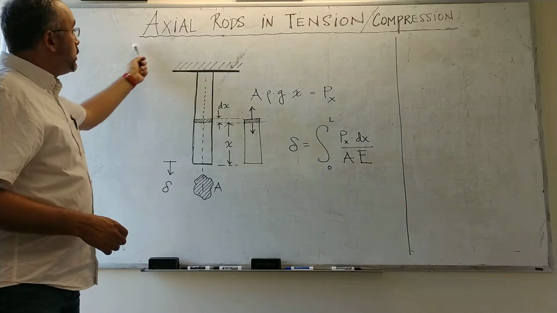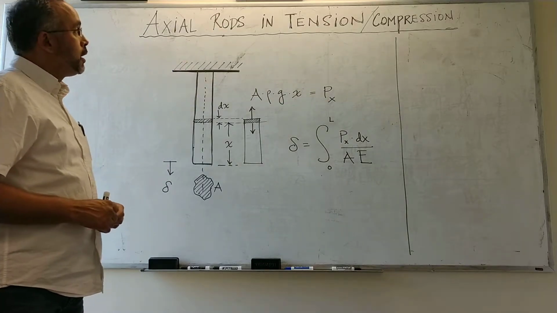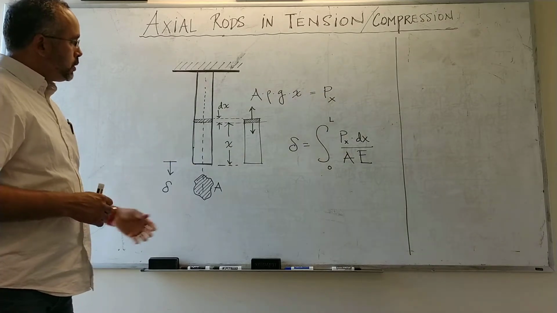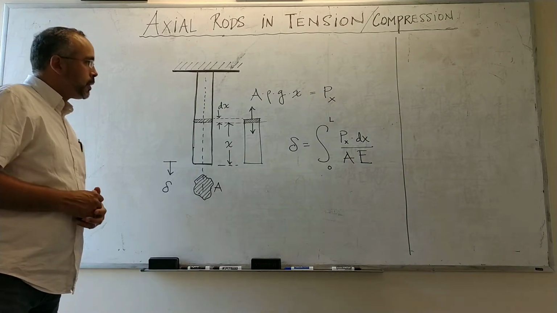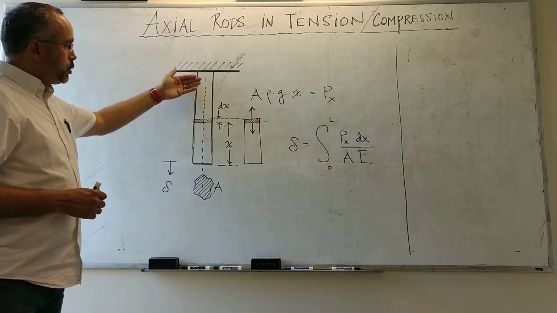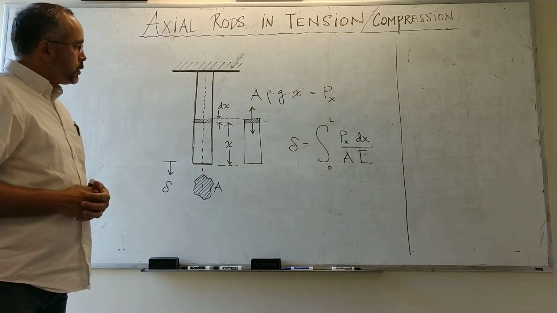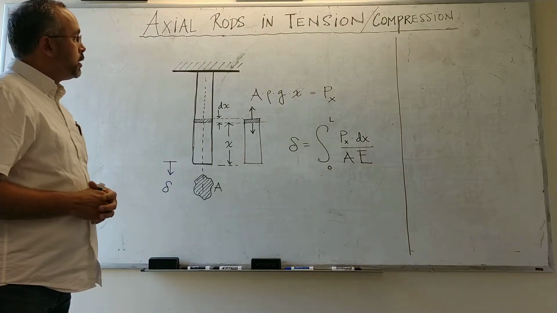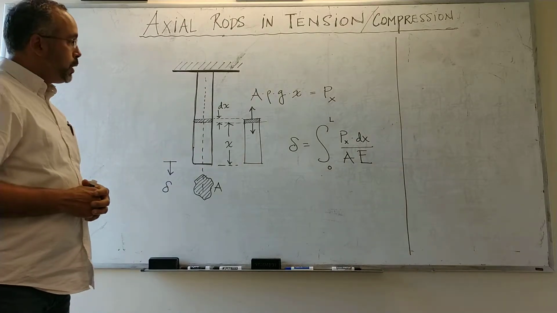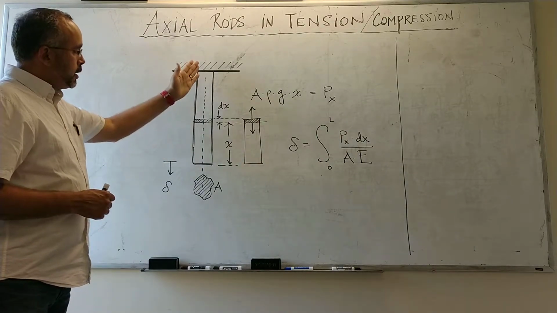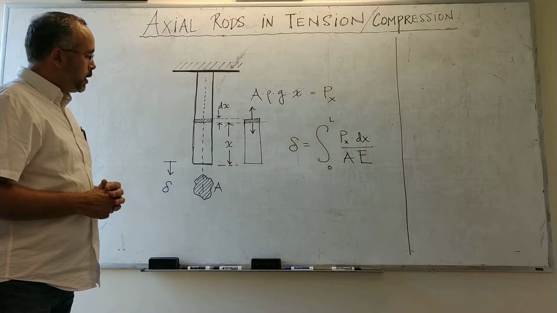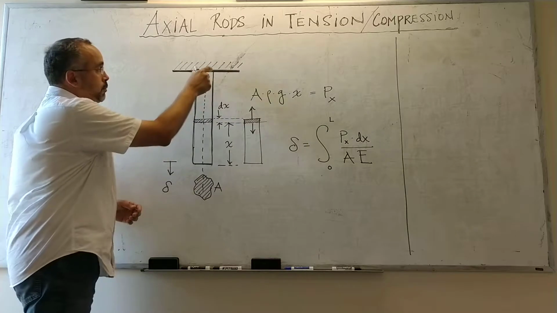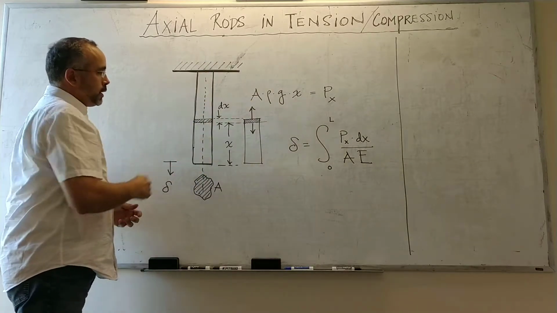Continuing with our series on axial rods in tension or compression, now we're going to discuss a problem similar to the ones we started with, which was a prismatic bar subject to tension. But in this case, the axial load is not an external load acting at the tip, but the distributed self-weight of the bar.